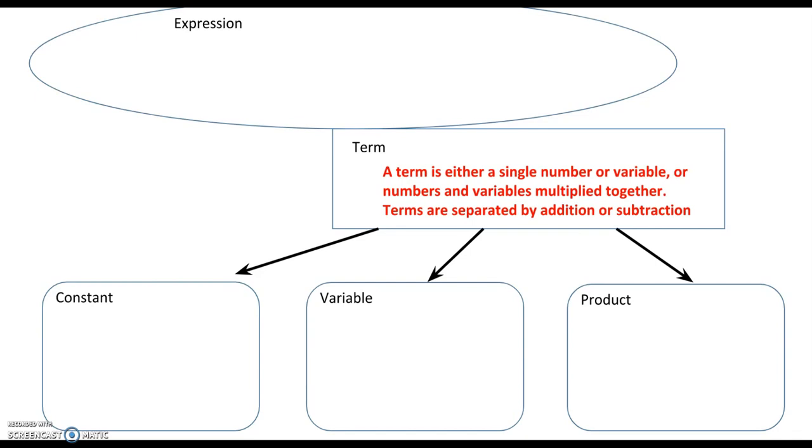A term is any single number or single variable, or when you have a number and a variable that are connected through multiplication, and that would be considered a term. So then terms are separated by addition or subtraction. That seems really complicated. I'll show you an example a little bit.